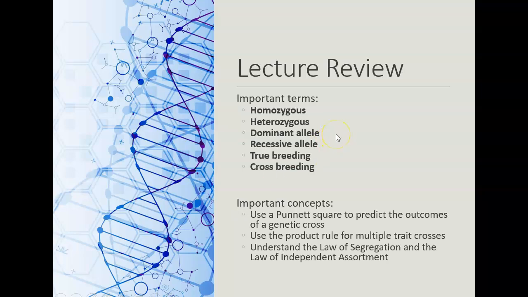All right, so from this lecture, you should remember these terms: homozygous, heterozygous, dominant allele, recessive allele, true breeding, and crossbreeding. And you absolutely should know how to use Punnett squares, product rules, and know both of Mendel's laws.